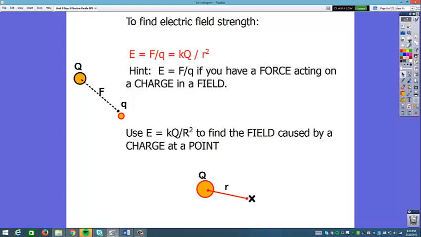E is your E field, your electric field strength. F is your force. Q is going to be your charge. And then R is going to be the distance between them, just like they were for the F_E equals KQ1 Q2 over R squared equation.